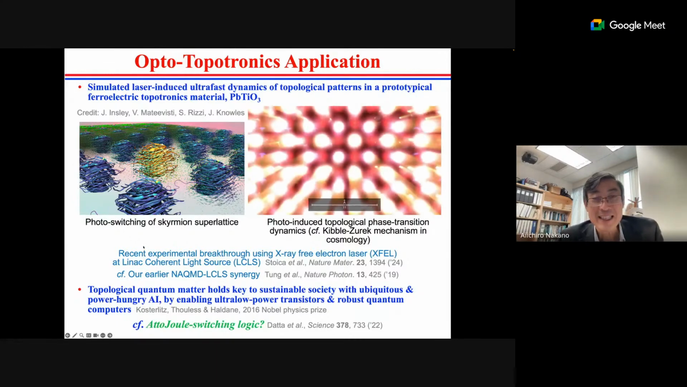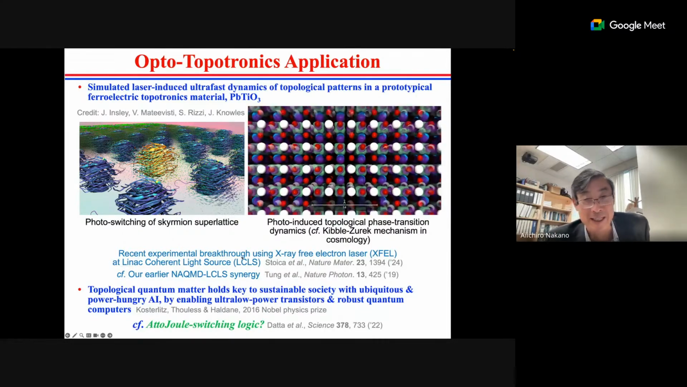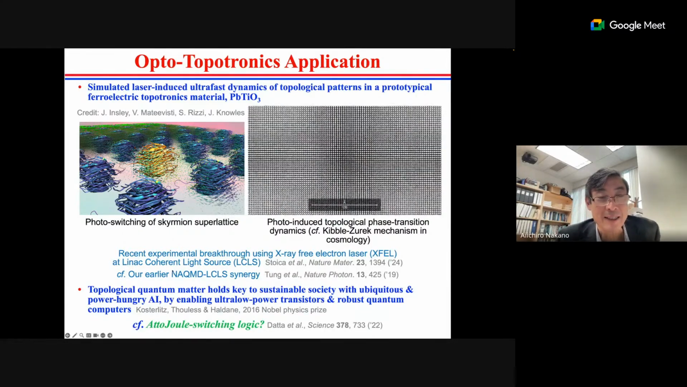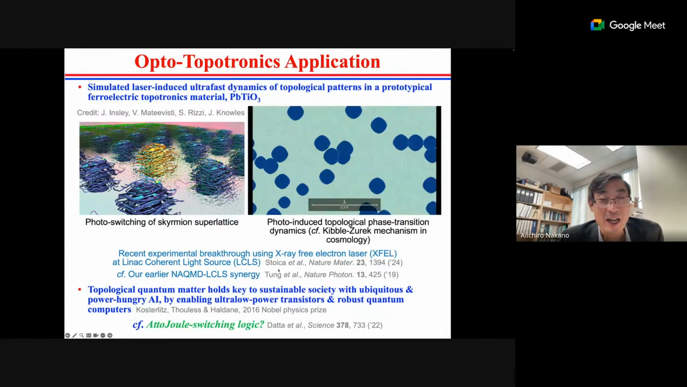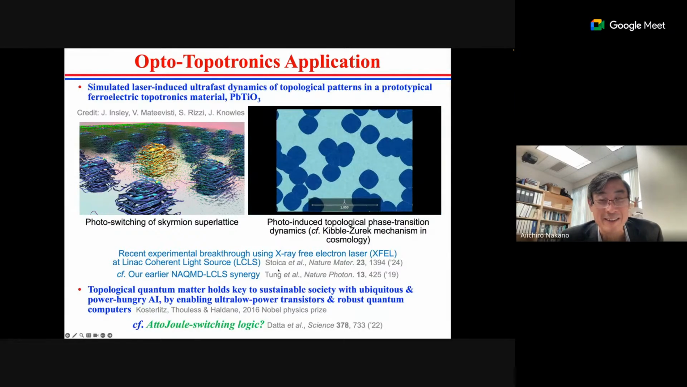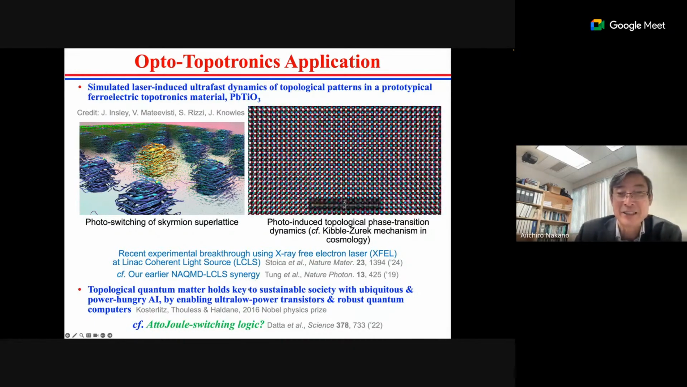In fact, a similar topological dynamics, light-induced topological dynamics, was observed in an experimental breakthrough using an X-ray free electron laser at Stanford, using the Linac Coherent Light Source. So actually, we have been collaborating with LCLS, with NAQMD, for a long, long time. And this is the new addition.